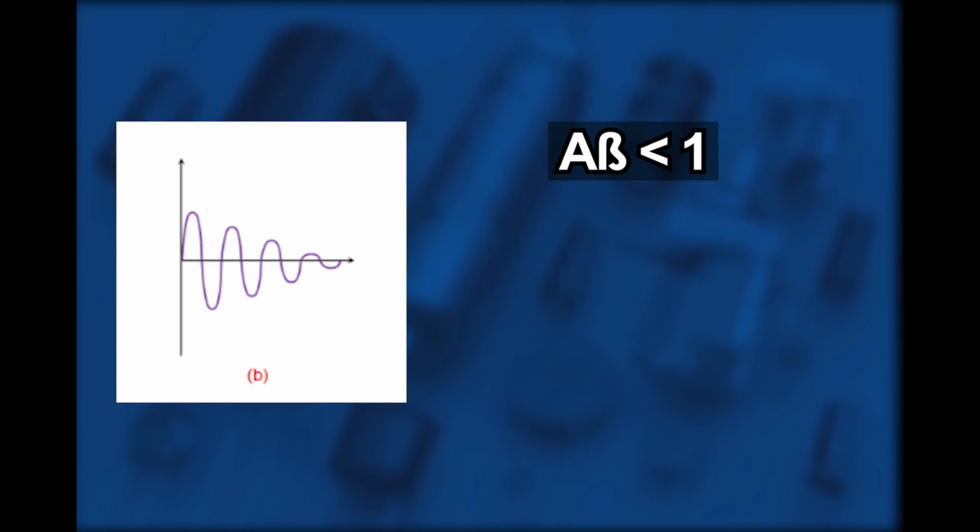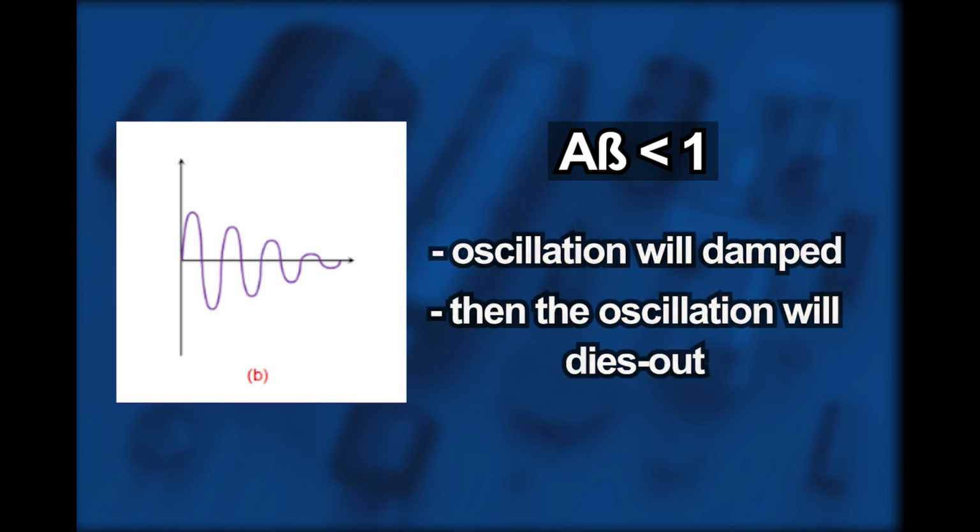The next condition is the loop gain is less than 1. The oscillation will be damped and the oscillation will die out. As you can see from the diagram, the oscillation becomes smaller and eventually becomes zero after a certain amount of time.